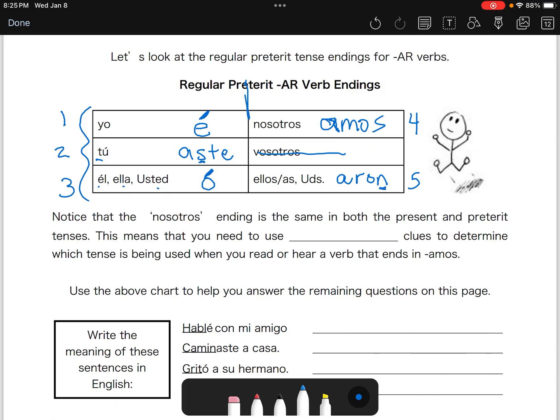Speaking of which, remember this side of the conjugation blocks are singular. Over here on the right, a la derecha, they're plural. People. Okay. So notice that the nosotros ending is the same in both present and preterite tenses. This means that you need to use contextual clues to determine which tense is being used when you read or hear a verb that ends in amos.